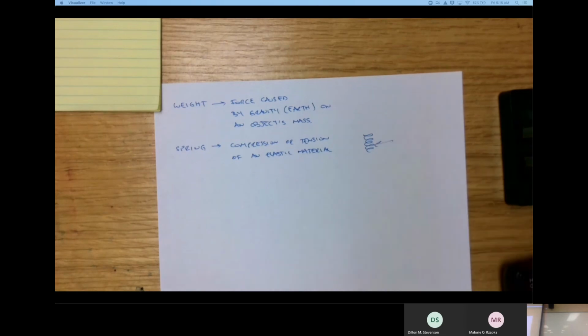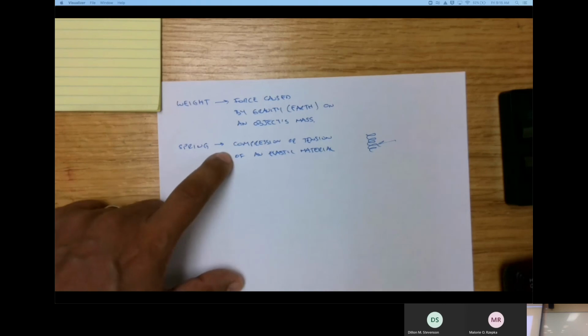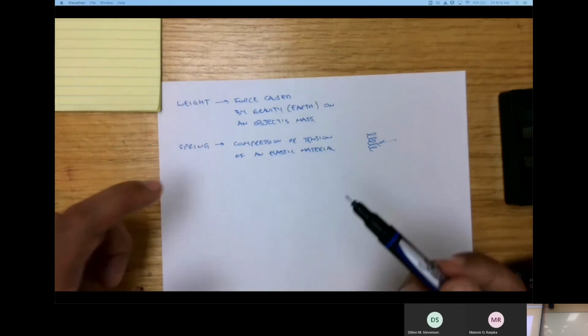Your skin is also a kind of spring. If you pull your skin, it goes back to its natural shape. So it can model, to a point, a spring for muscles and also these springs. So it's just compression or tension of elastic materials. It can be organic or inorganic materials.